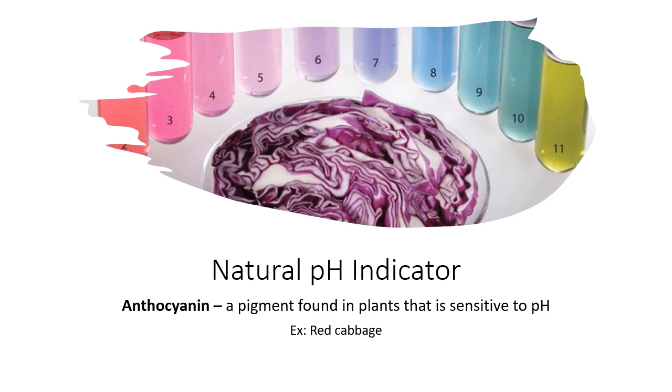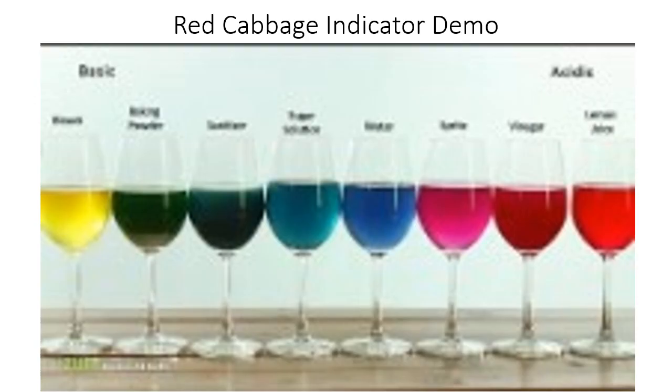pH indicators also exist naturally in many different plants. An example of this that we'll be looking at in the lab is red cabbage. Red cabbage contains anthocyanin, which is a pigment found in plants that is sensitive to pH. So this is a demo of how to extract the natural pH indicator from red cabbage that we'll be working with in the lab. It's also going to show the different colors that can be produced at different pHs.